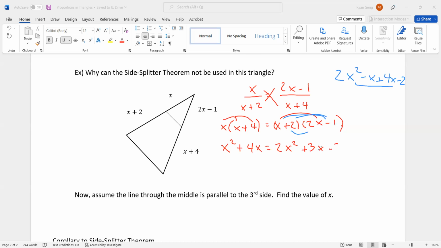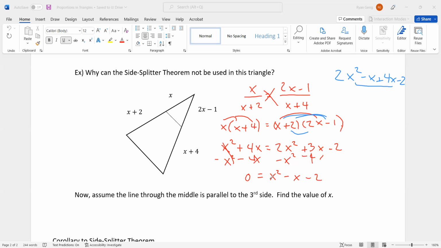Minus 2. Okay, now I want to get this equal to 0, so I'm going to get my x squareds together first. Okay, and then I'm going to also subtract 4x and move it over as well. And so what I get is 0 equals 2x squared minus 1x squared is just 1x squared. 3x minus 4x is negative 1x.